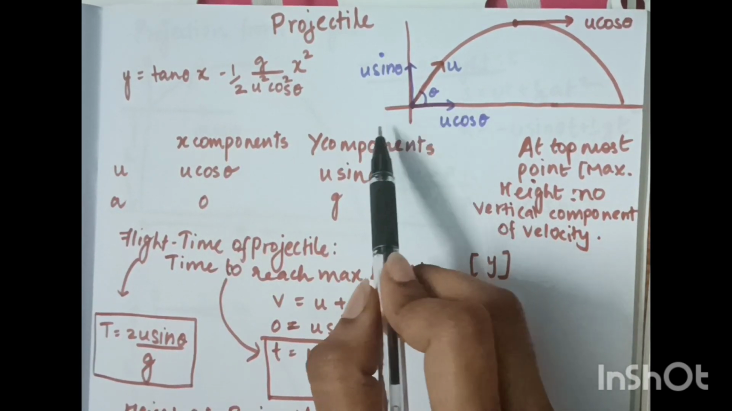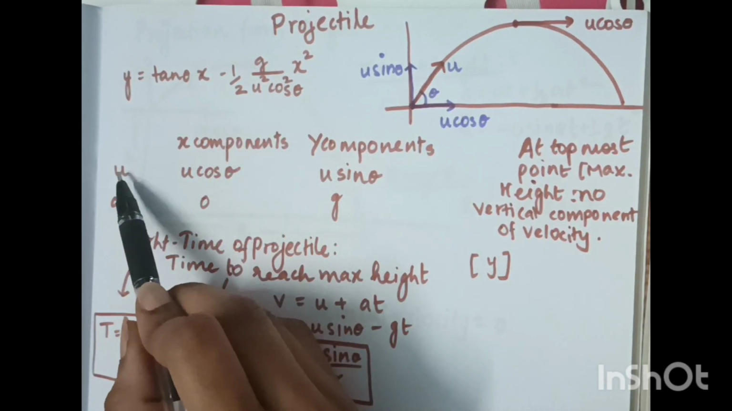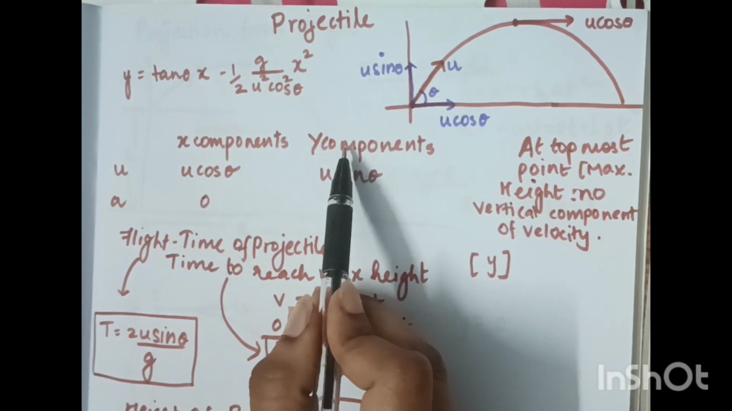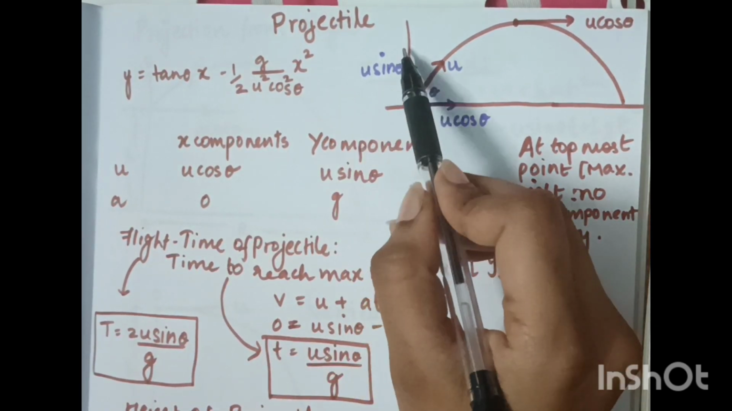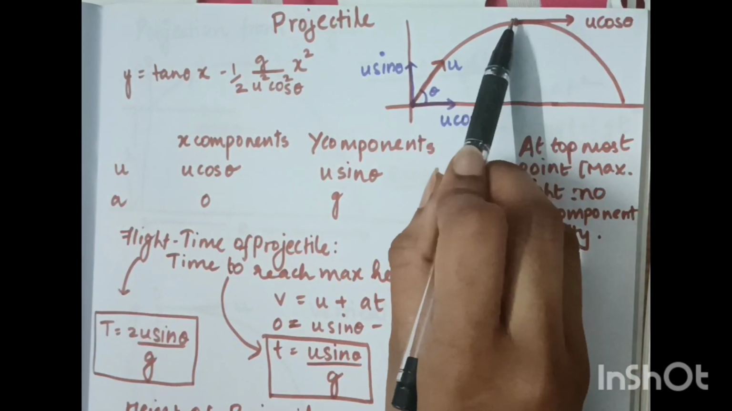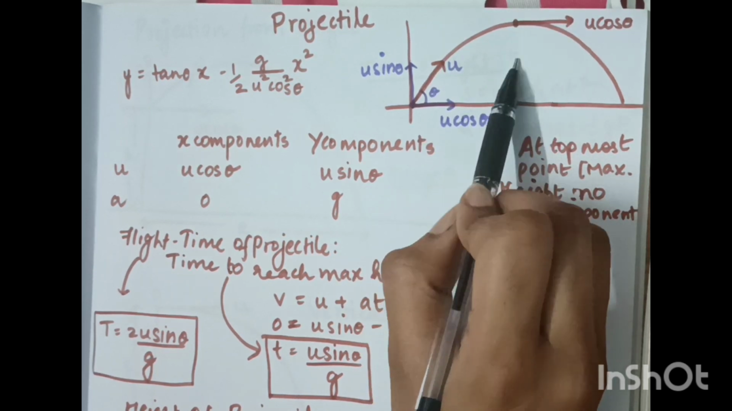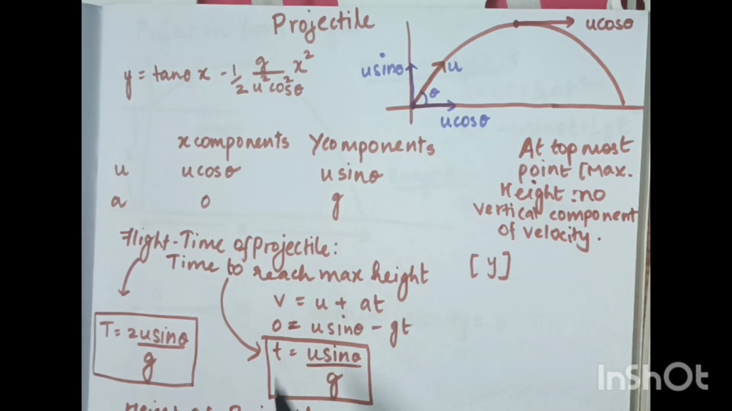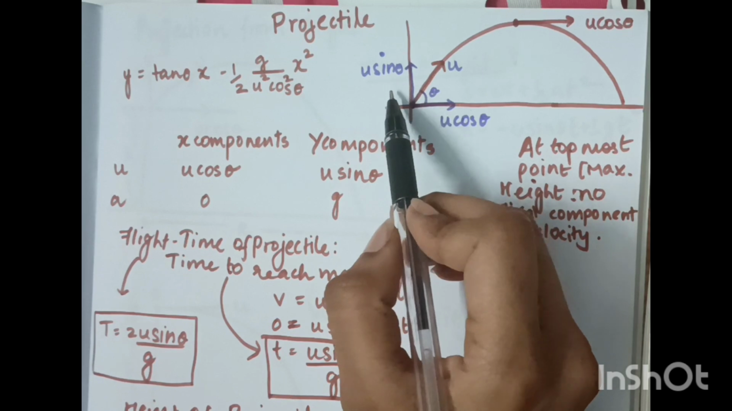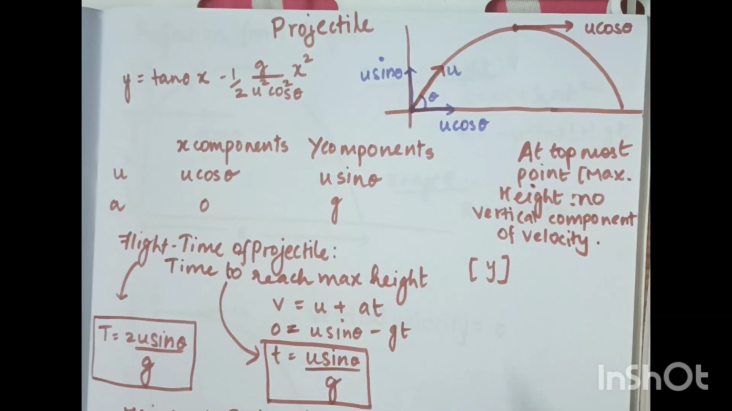So what are the x components and y components? The x component of the initial velocity is u cos theta, in the x direction, and the y component is u sin theta, in the y direction. What about acceleration in the x direction? We don't have any acceleration there, but in the y direction we have acceleration due to gravity. We have already seen that when an object is thrown vertically upwards, at its topmost point its velocity is 0.